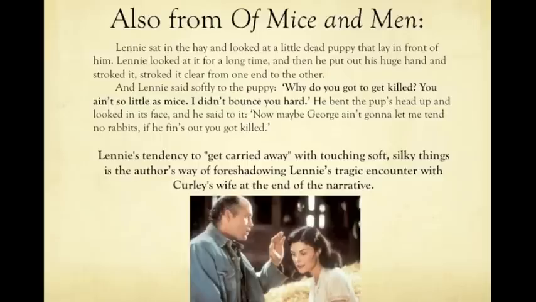These examples of foreshadowing show Lenny's tendency to get carried away with touching soft, silky things, and this is the author's way of foreshadowing the end event of the novel, which is Lenny's tragic encounter with Curly's wife, when she says to him, "You can feel my hair if you like, it's very soft."